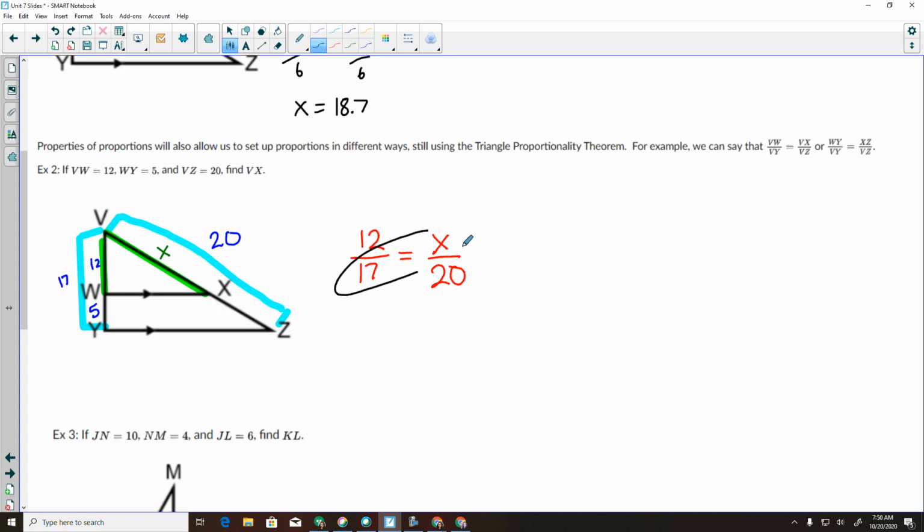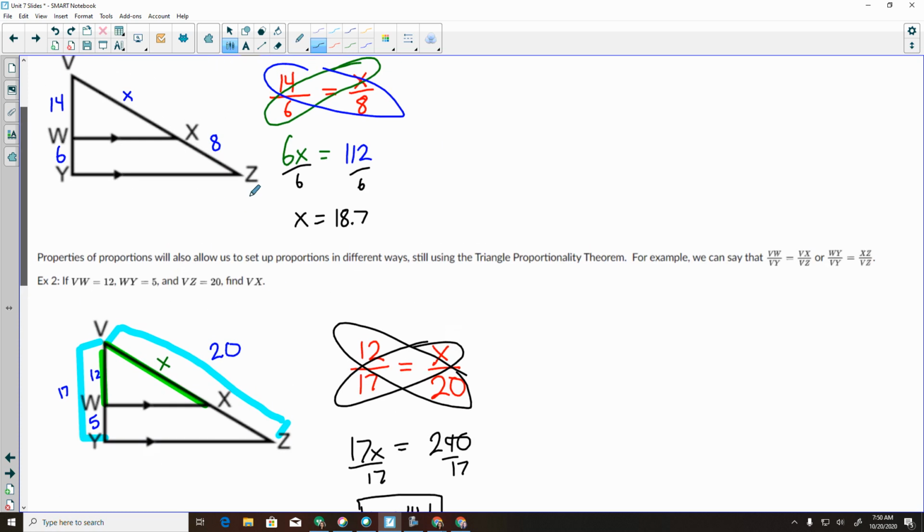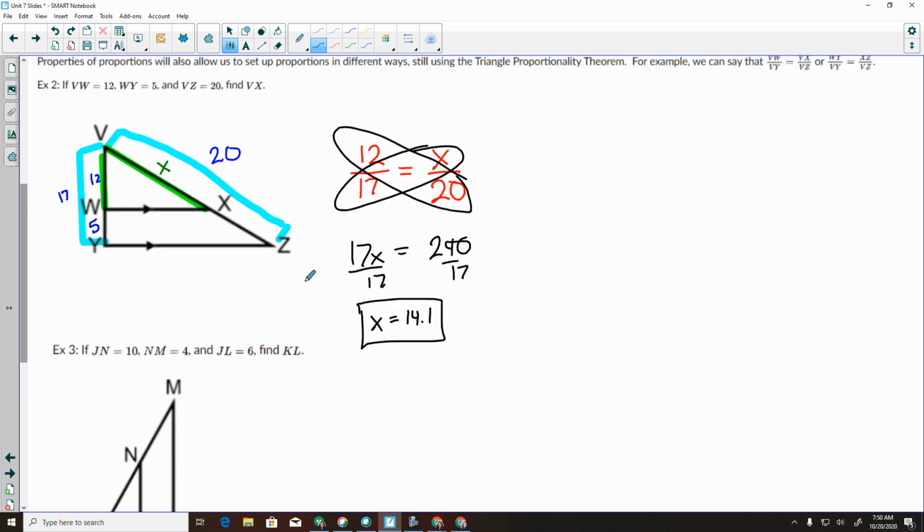So let's start solving. We get 17 times x, and then 12 times 20, and that gives me 240. Divide both sides by 17, and I get that x is 14 point, and I'll round it to the nearest tenth, 14.1 for this particular problem. Meaning, I was trying to find VX, and I should have clarified that up here, that this x we're symbolizing as VX. So VX would be 18.7 for the last problem, and then same thing, the side VX is 14.1.